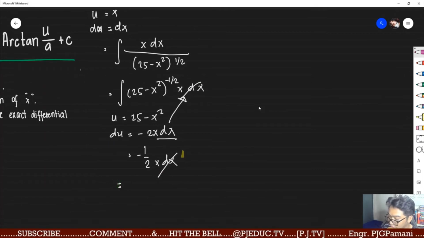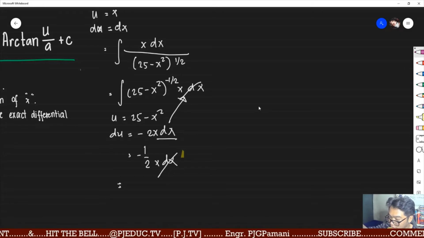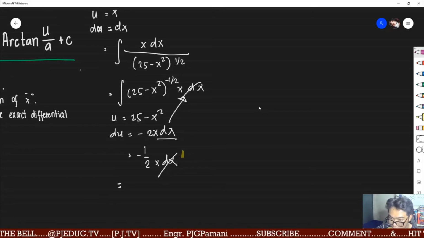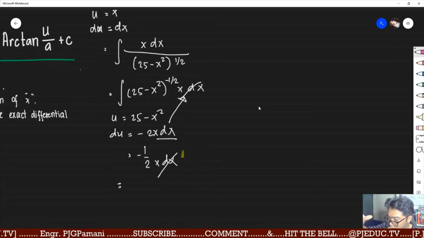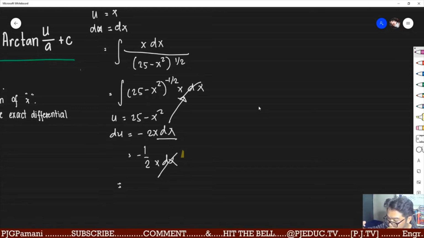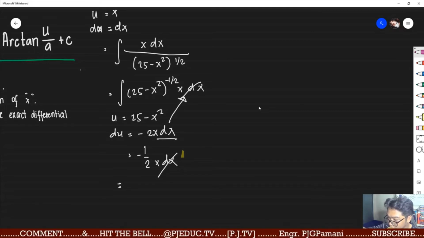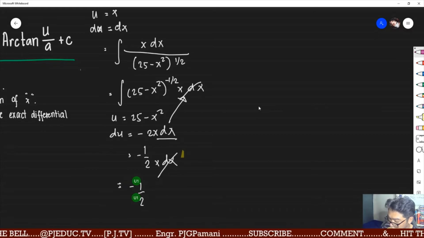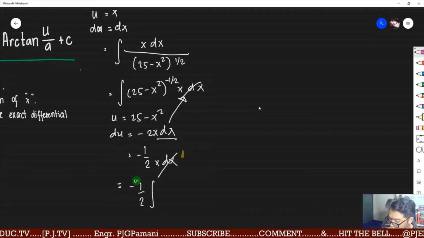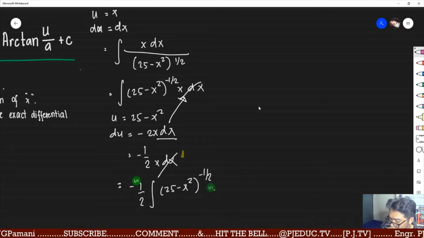And basically, what are we going to do there? What rule? Which formula are we going to use? Power, sir. Yes, sir. That is now negative 1/2 times the integral of 25 minus x squared raised to negative 1/2 times negative 2x dx.